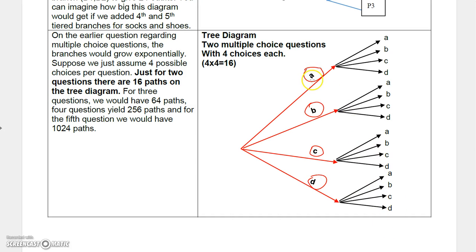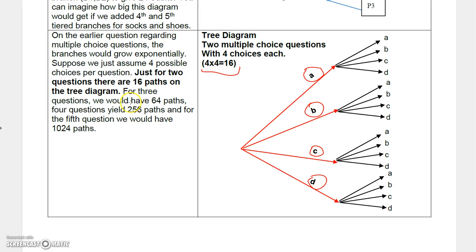Well, if you look at this, if you try to figure out all these possibilities, you would see there are 4 of these branches, and each of these 4 branches has 4 branches coming off of it. So basically, for just 2 questions, there's 16 possible answer sheets you could turn in. And I won't list them all, but you could go AA, AB, AC, AD, BA, BB, BC, BD, and so on. So that would be your 16 possible paths.